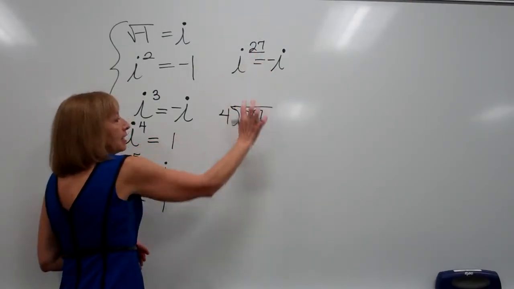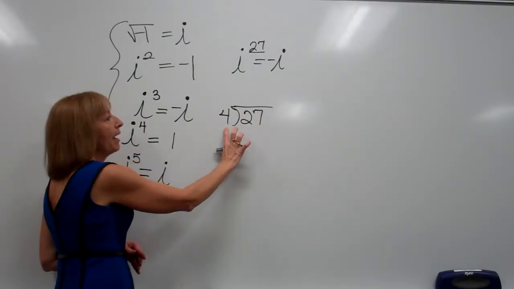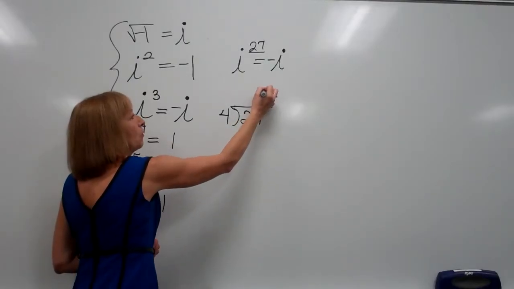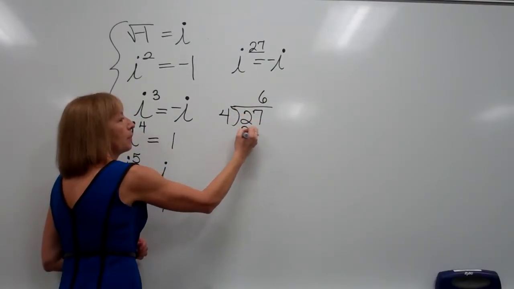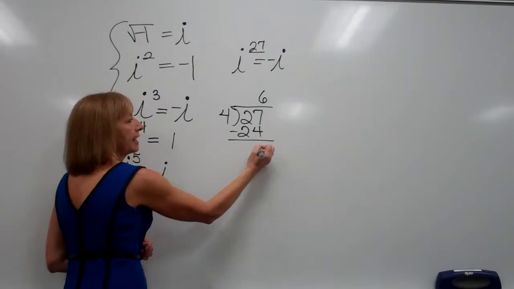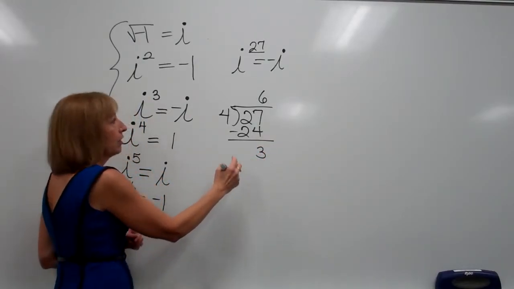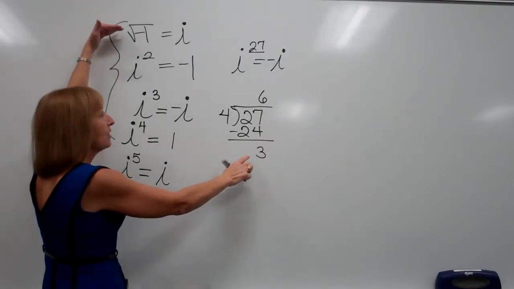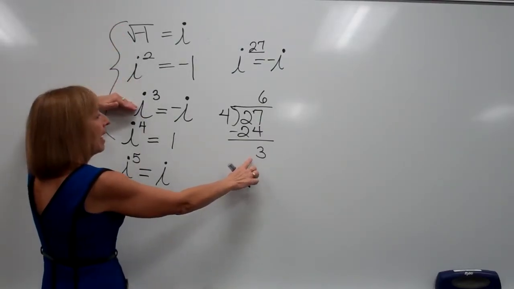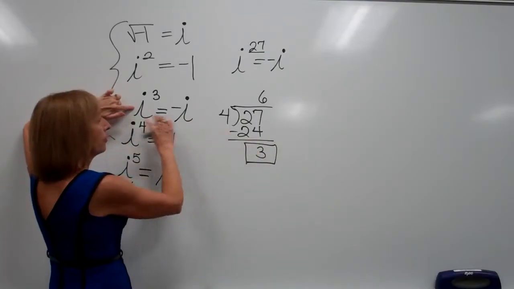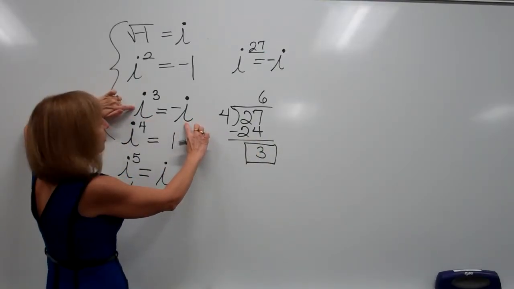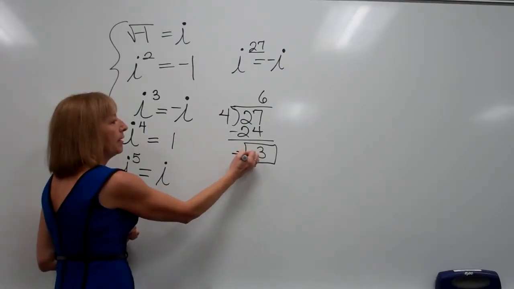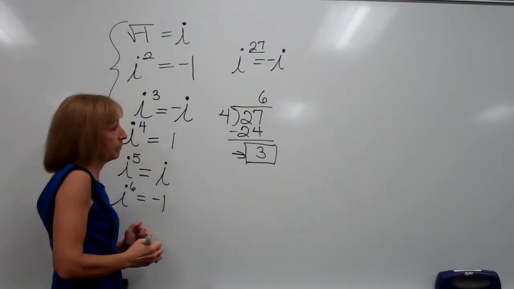So if I take this exponent 27 and divide by 4, we have 6 times 4 is 24, subtract, and we get a remainder of 3. So I went through 6 full cycles of 4, and on that last one, I ended up on the 3rd line, where I get my simplification, which is negative i. So it's the remainder that tells you how to do the simplification.